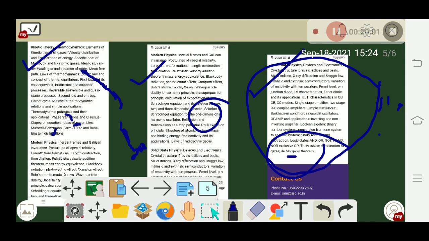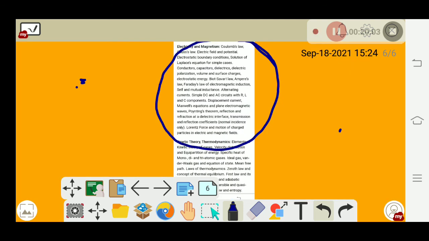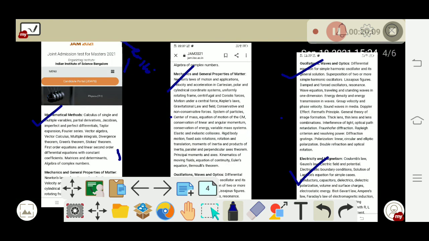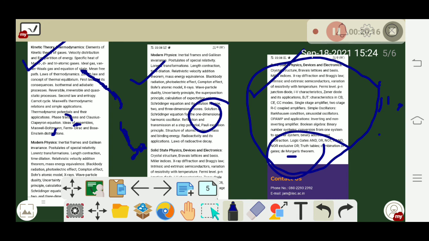Syllabus discussion done. I hope the syllabus is clear to you and you have noted down the important portions, what is most scoring and what needs more emphasis. For scoring, I can say mathematical methods is scoring, modern physics is very scoring, solid state physics is scoring, KTG, thermal physics, thermodynamics is scoring. For classical and EMT, we just need to give some effort. Okay, we are going to cover it.